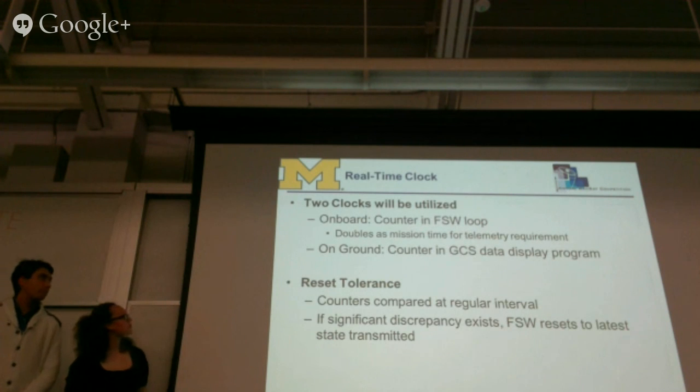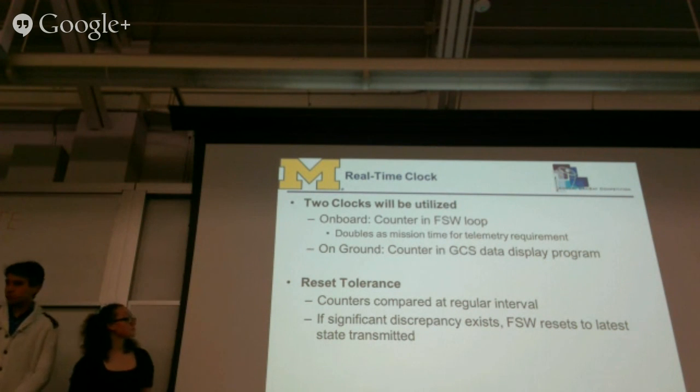For the real-time clock function, we're actually going to be utilizing two clocks, both in the software. On board, there's going to be a counter and a mid-flight software loop.